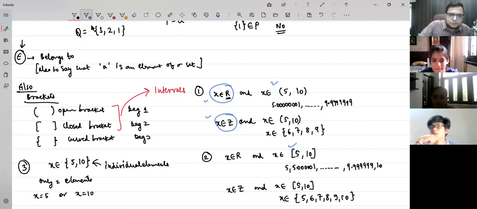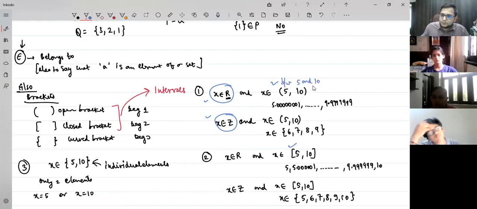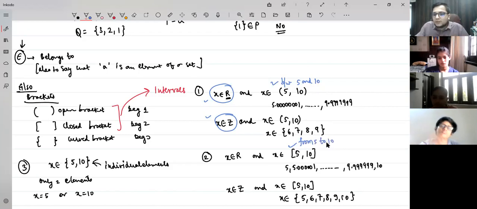If I talk about language a little, this says between 5 and 10. Between 5 and 10, are 5 and 10 included? No, of course not. If I say from 5 to 10, now are 5 and 10 included? Yes. Are we understanding the language? Yes, sir. This is all we have talked about already, the concept base.